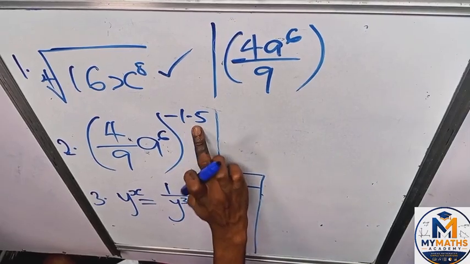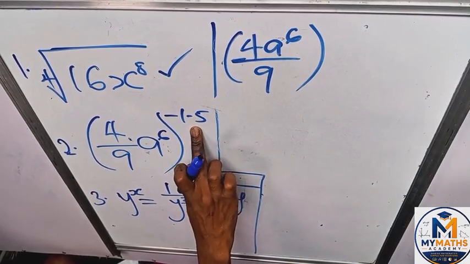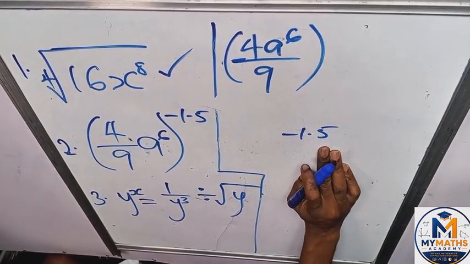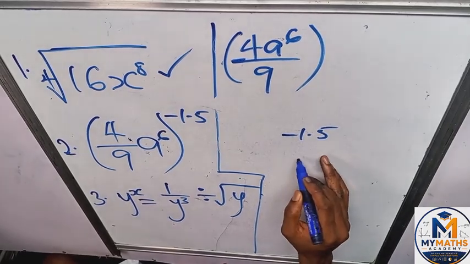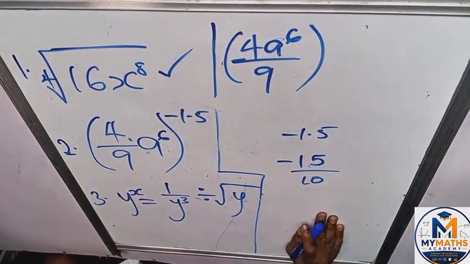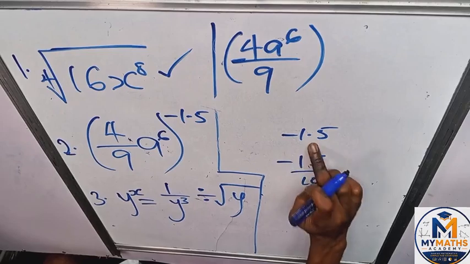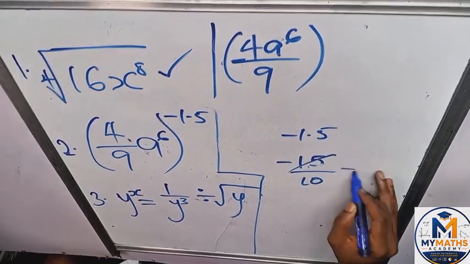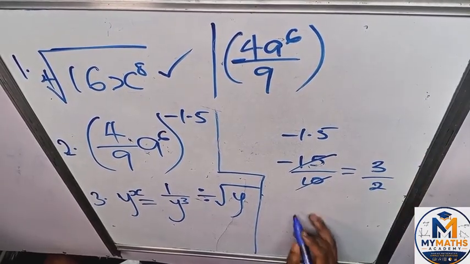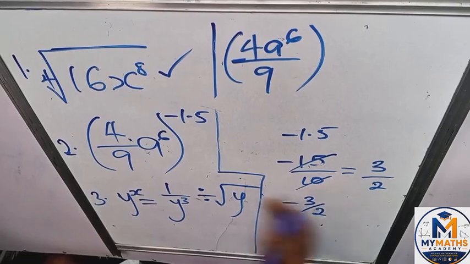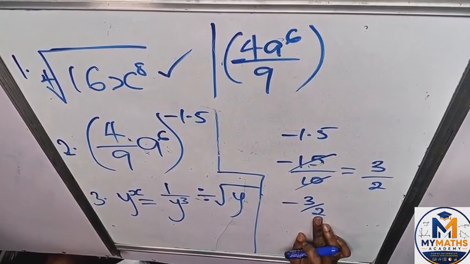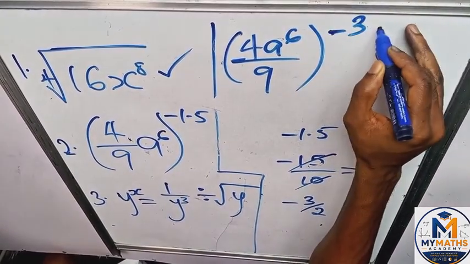Now we are having minus 1.5. I want to put this 1.5 in fraction. Change this minus 1.5, put it in fraction. It's going to be minus 15 all over 10. Are we clear? Minus 15 all over 10 is the same thing as minus 1.5. So divide both by 5. 5 divided into 15 gives us 3, and 5 divided into 10 gives us 2. So our answer is minus 3 all over 2, converting minus 1.5 into fraction.